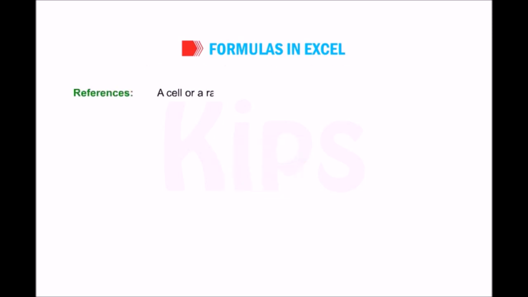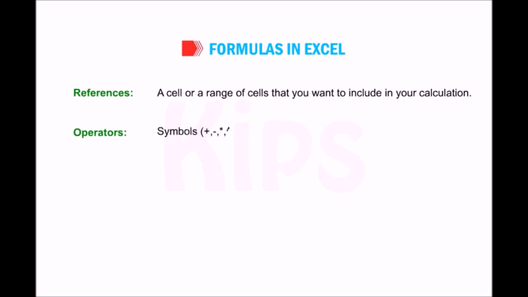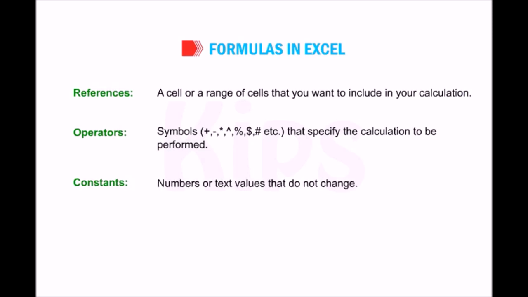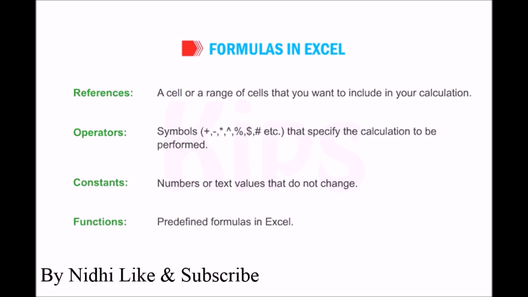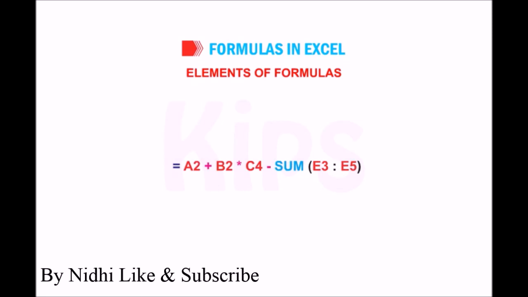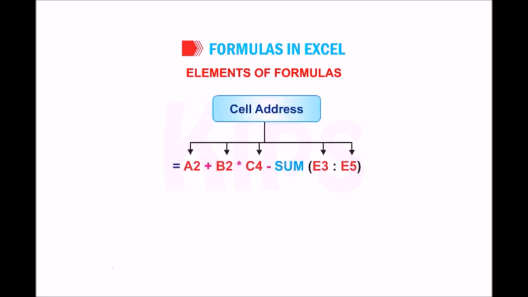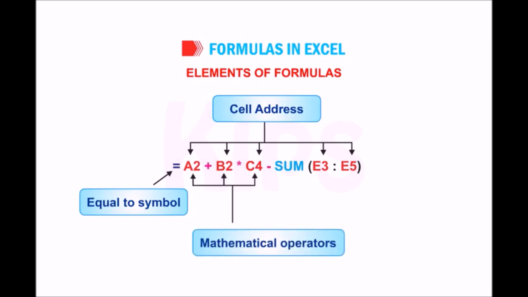References: a cell or a range of cells that you want to include in your calculation. Operators: these are the symbols like plus, minus, multiply, divide, percent, etc. that specify the calculation to be performed. Constants: these are numbers or text values that do not change. And functions: these are predefined formulas in Excel. These are the elements of formulas in Excel. This is the cell address. This is the equal to symbol. These are the mathematical operators, and this is the function.